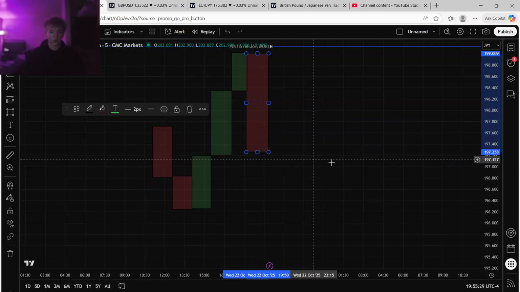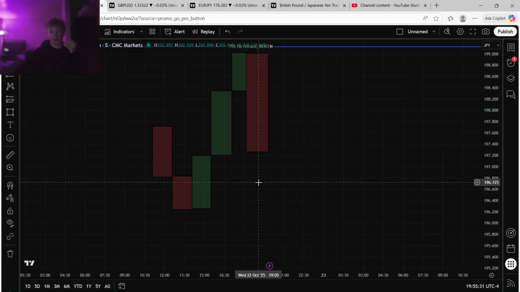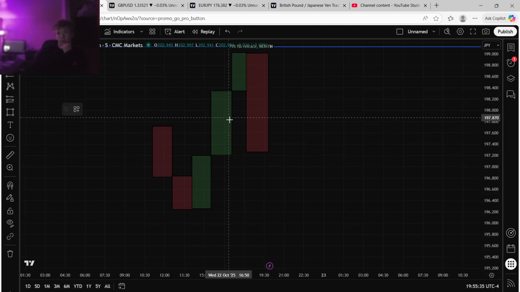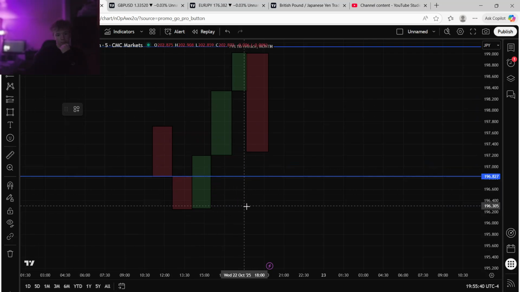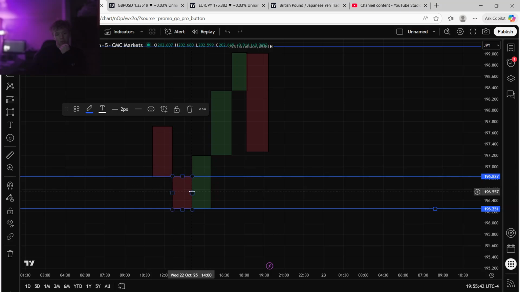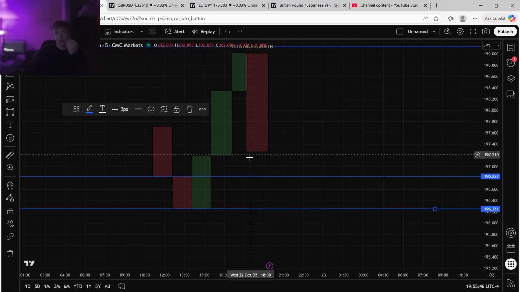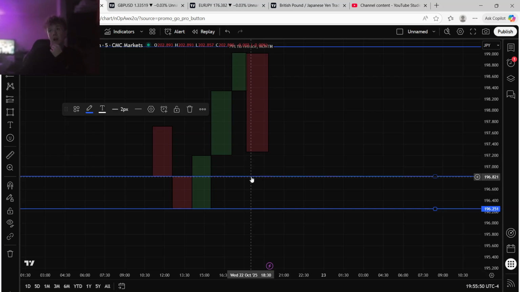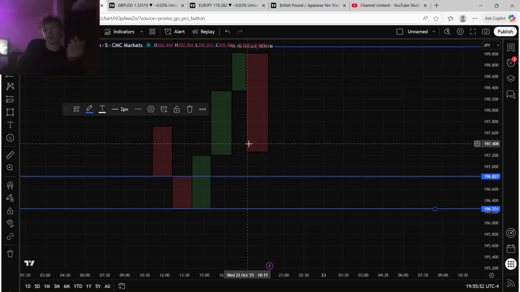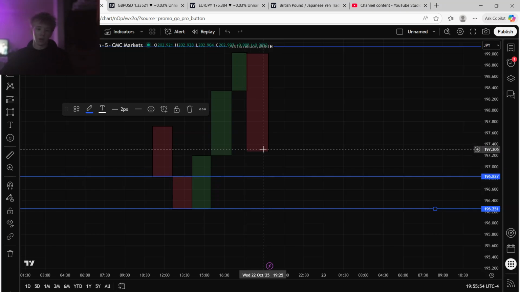But alright, so order blocks, this would be the order block right here. You can see we're moving in an uptrend. So this low, the last low, the last red candle before a high. And for a downtrend, it would be the last high before a low, so the last green candle before a low. That doesn't matter. What matters is the retrace.